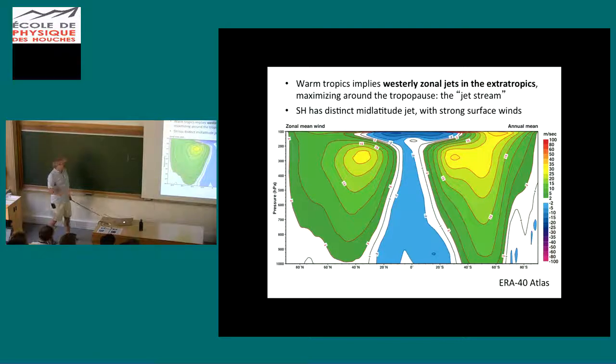I can quickly talk to you afterwards if you're not sure. But it means that if the geostrophic balance is between the horizontal pressure gradient and the wind, and then you take a vertical derivative of that, you can relate the vertical shear, du/dz, of the wind to the horizontal temperature gradient. And so the fact we have a warm tropics means we have westerly winds in the extratropics, and this is the jet stream.